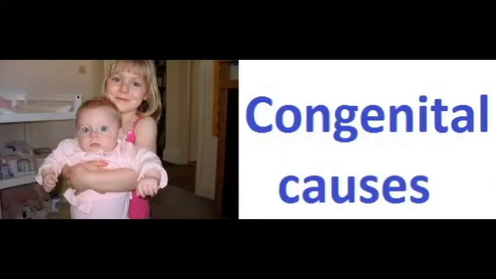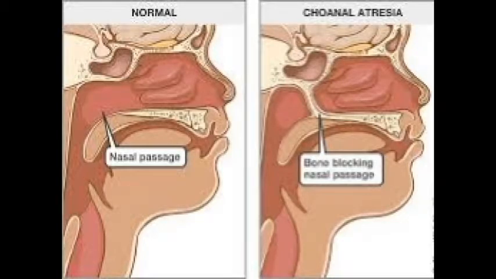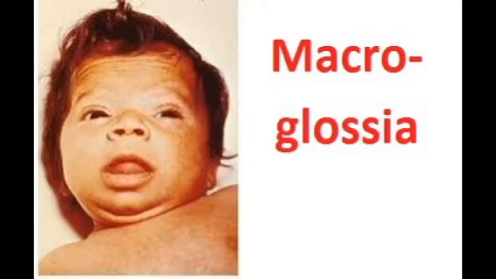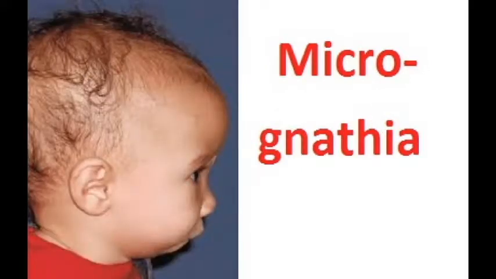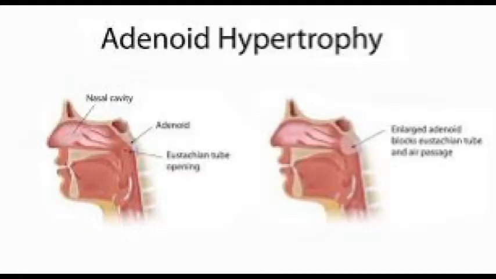And what are the congenital causes? It includes choanal atresia causing stridor, macroglossia, again obstructive lesion, micrognathia, adenoid hypertrophy.